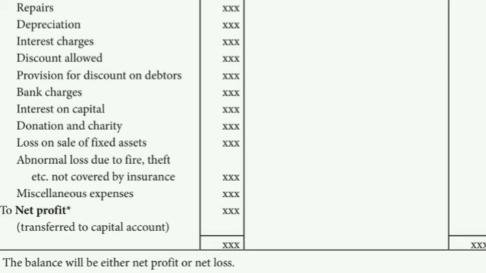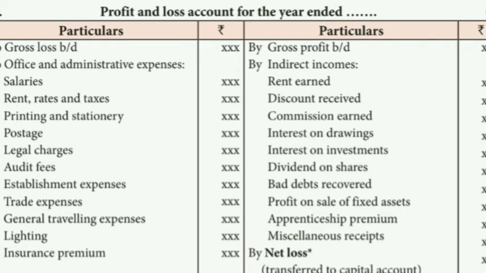Donation and charity. Then loss on sale of fixed asset, when we are selling our fixed assets, we may get some loss, so that should be shown. Then abnormal loss due to fire, theft and all, if it is not covered by insurance. Then other miscellaneous expenditure. When it comes to the right side, it starts with the gross profit, which has been brought from the debit balance of trading account.